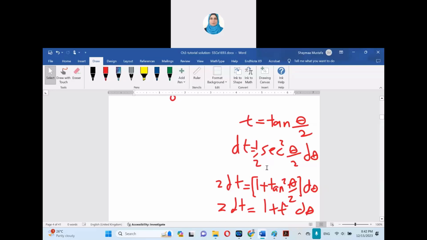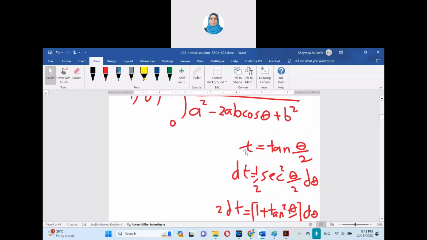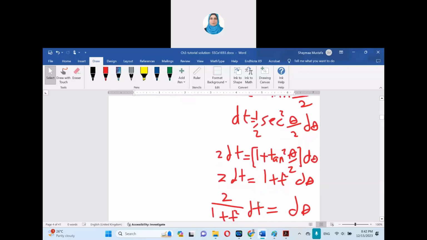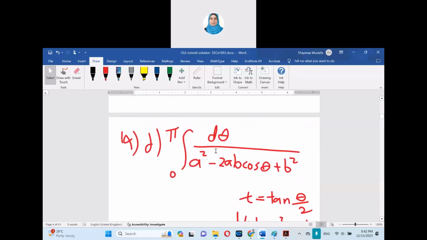I have to change it because I need to evaluate d theta in terms of t. So sec square theta over 2 is 1 plus tan square theta over 2, and tan theta over 2 is t, so it becomes 1 plus t square. So 2 d theta is 2 over 1 plus t square dt. So this is d theta. A square, b square have no issue.